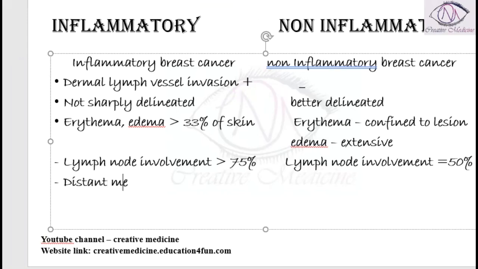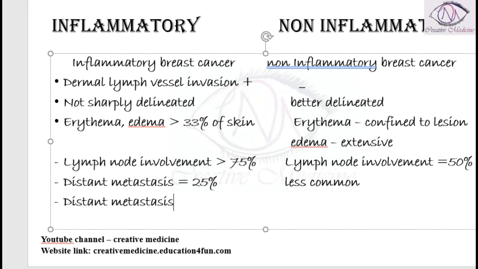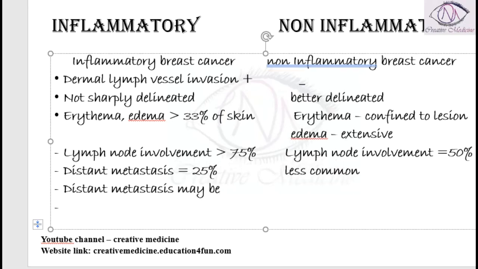Then in inflammatory breast cancer, distant metastasis is around 25%, whereas in non-inflammatory breast cancer, distant metastasis is less common. Next, in inflammatory breast cancer, sometimes distant metastasis may be the initial presentation, but such a thing is not seen in non-inflammatory breast cancer.